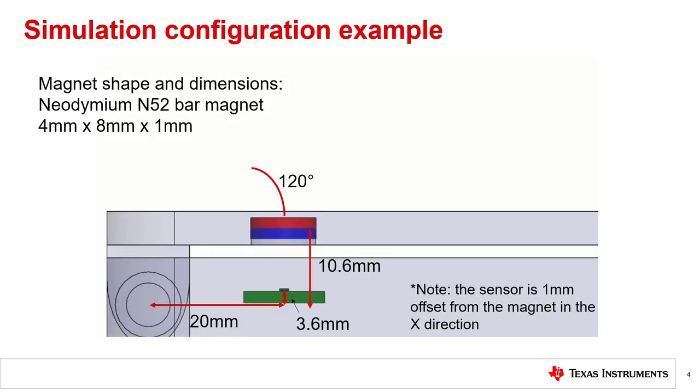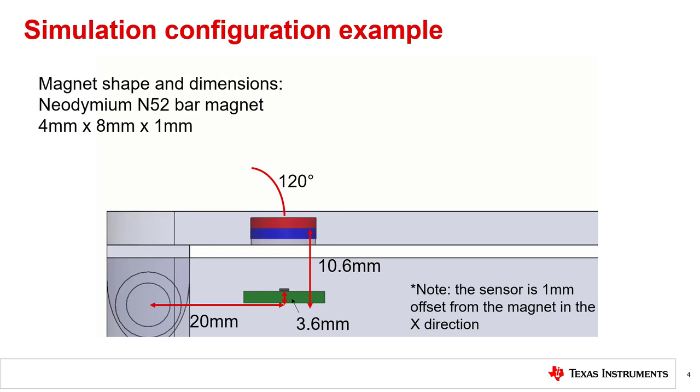In this design example, a neodymium type N52 bar magnet with dimensions of 4 mm by 8 mm by 1 mm is used. The sensor and magnet are both offset 20 mm in the y direction away from the hinge axis. The sensor is offset 3.6 mm in the z direction, while the middle of the magnet is offset 10.6 mm in the z direction. Finally, note that the sensor is 1 mm offset from the magnet in the x direction.